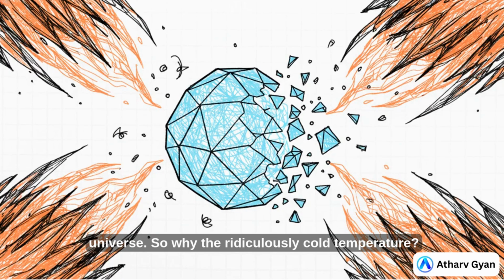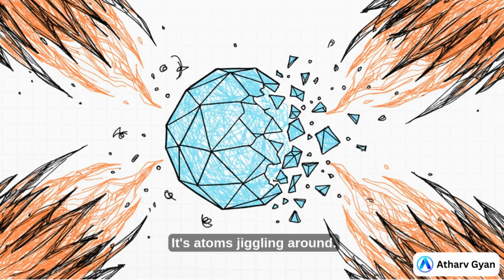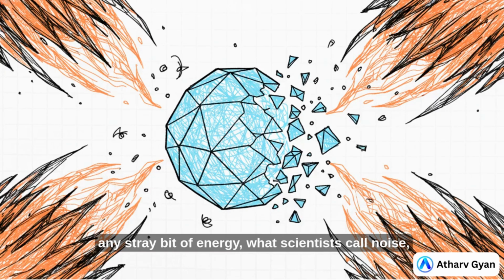So why the ridiculously cold temperature? Well, think about it. Heat is really just vibration. It's atoms jiggling around. For a qubit, any tiny vibration, any stray bit of energy, what scientists call noise, can instantly knock it out of its special superposition state and just ruin the whole calculation. This deep freeze is basically our way of telling all the atoms to just be quiet and stay perfectly still.